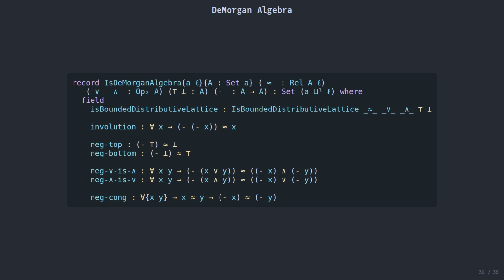Specifically, we require the lattice to satisfy the laws of a De Morgan algebra. The type must support a unary negation operator. This operator must be involutive. Negating twice returns the original value. The negation of top must be bottom, and the negation of bottom must be top. And finally, the De Morgan laws must hold. Negation turns joins into meets, and meets into joins.